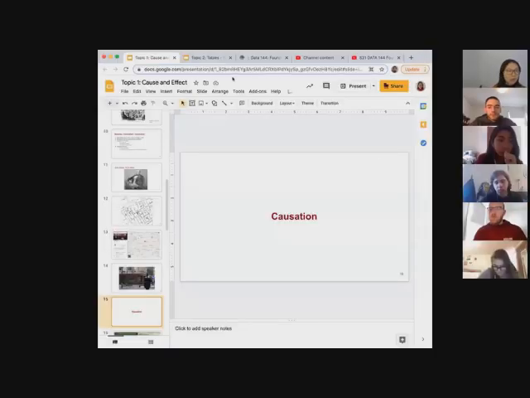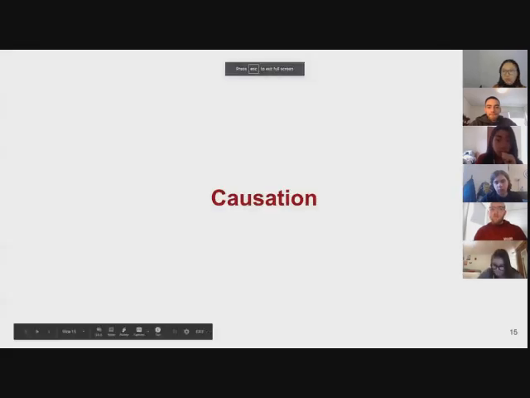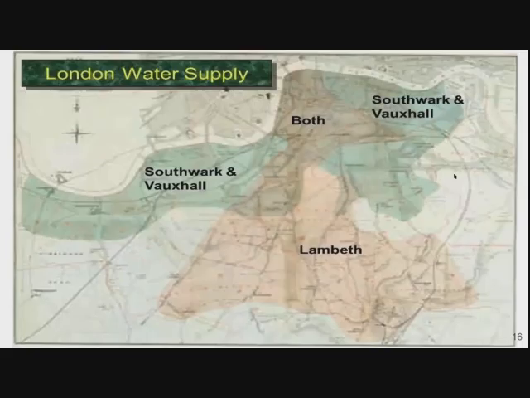So I'm going to share my screen. I think everybody should be able to see this. All right, the causation, that's the last subtopic of this cause and effect topic. Let's try to figure out how John Snow did his final study of the causation. So here's another map. This is the map of London water supply.